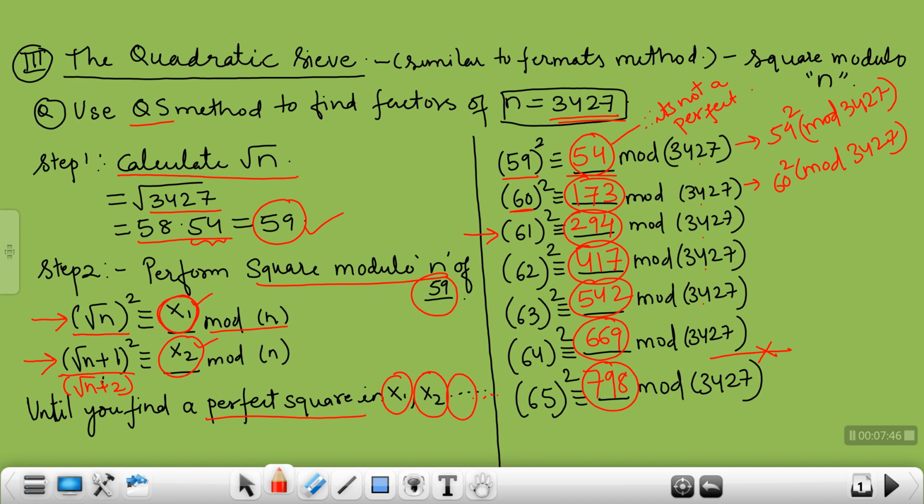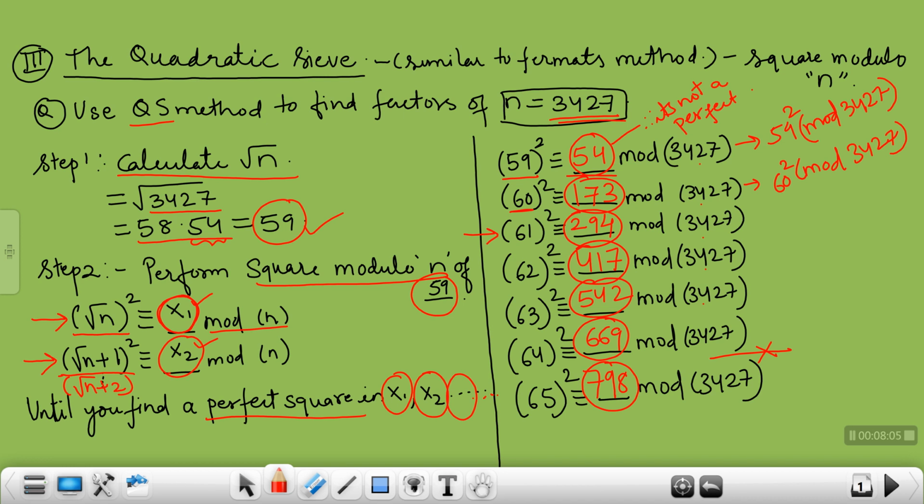I cannot continue this, because if I continue, till what number are we going to continue? We will have to find out for so many numbers until you get a perfect square. So when you are not getting it up to 5 steps, up till square root of n plus 5, we will stop there. I have calculated one extra.